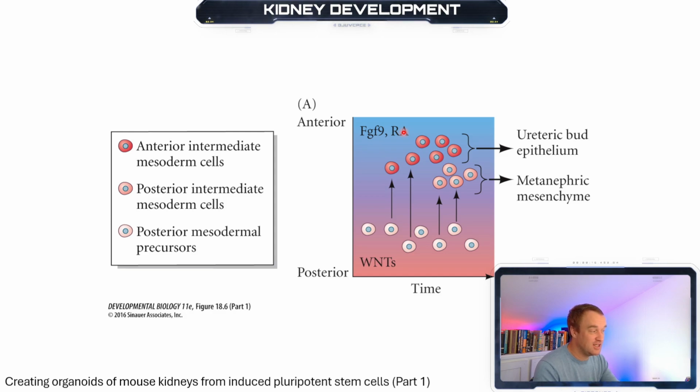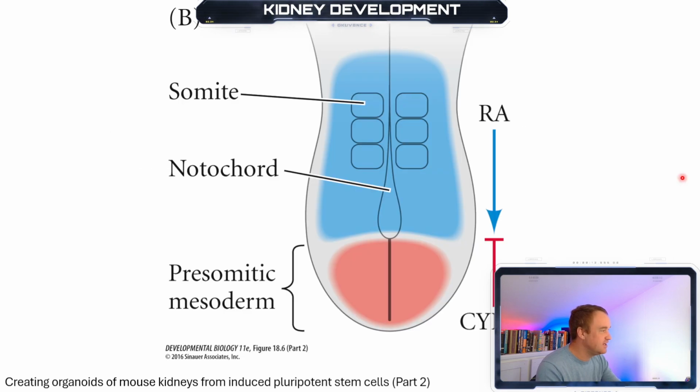they become progenitors for this metanephric mesenchyme up here. Or the more they have, they can proceed even further and become ureteric bud epithelium, right? So sometimes it's not the gradients that come to them, it's the cells that move through the gradients, if that makes sense. All right, let's move on here.